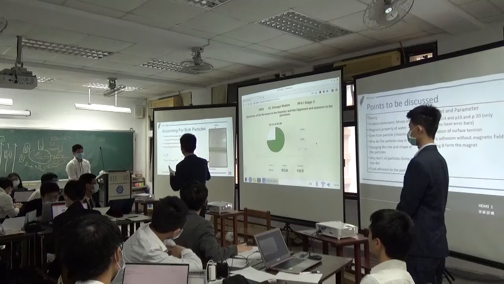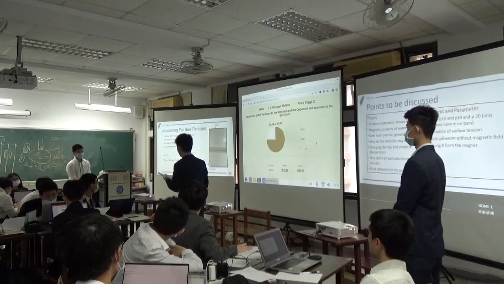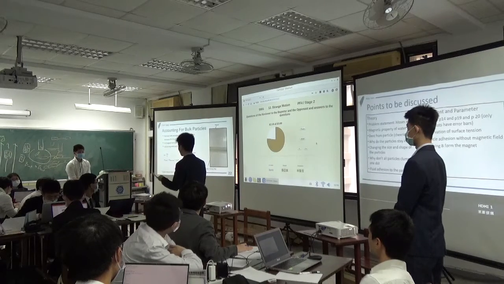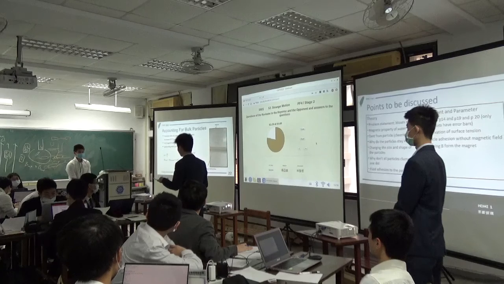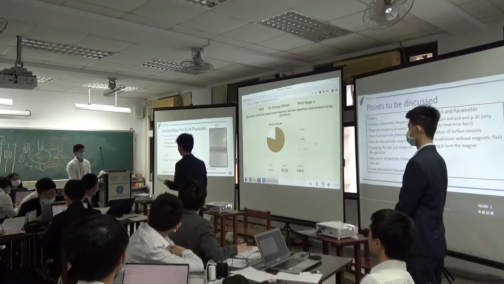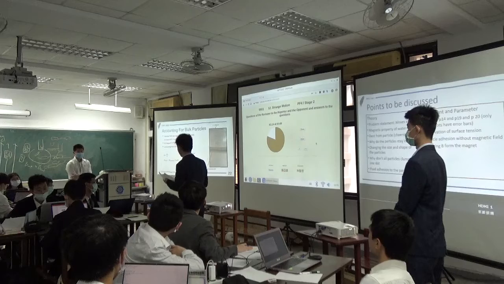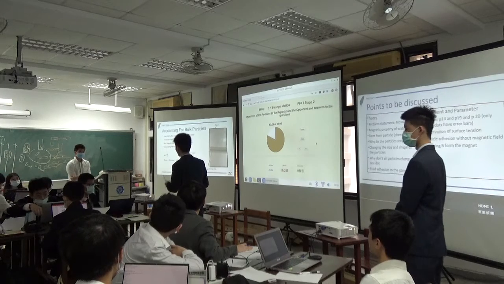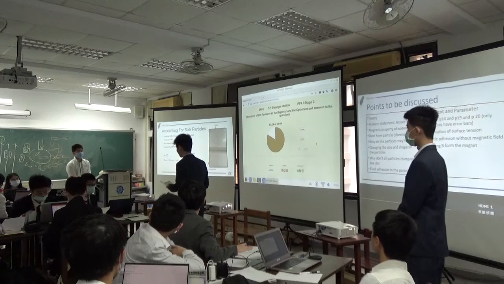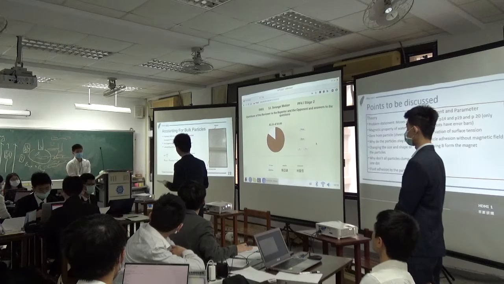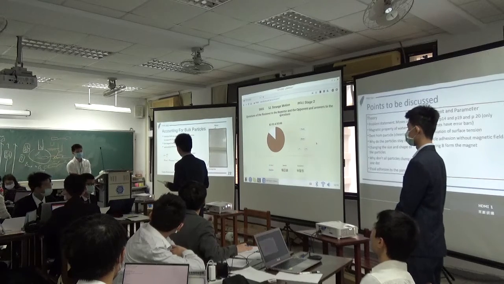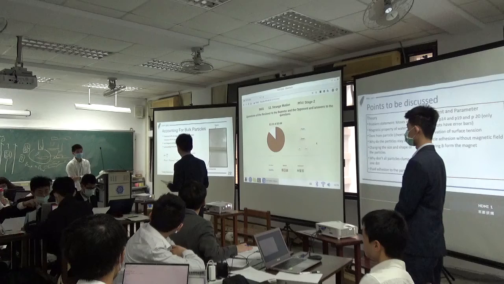So for the water in your experiment, where does your water come from? The tap water or distilled water? It's tap water. So do you think the ions inside the water will impact the result? Not really, because again, that kind of thing is negligible compared to the influence of the magnet. Can you explain why it's negligible?